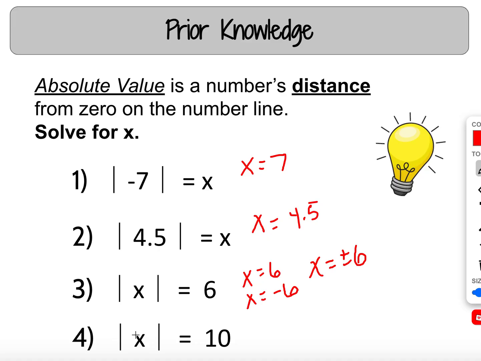This one's asking the same thing. What number has a distance equal to 10 units away from 0? Again, there's two different answers. A +10 and a -10 both have a distance that's 10 units away from 0. So I would write positive and -10 using that notation.